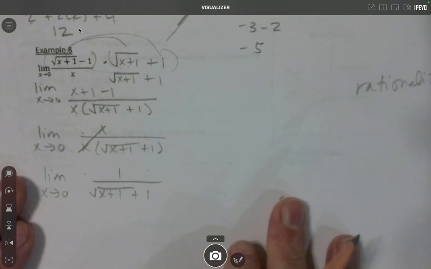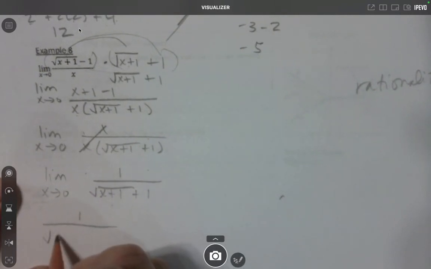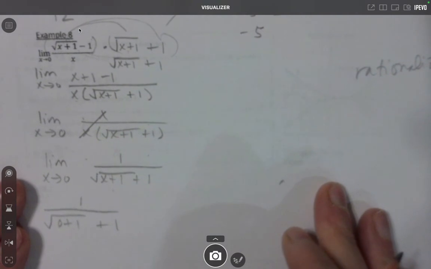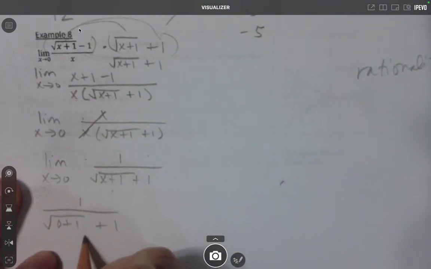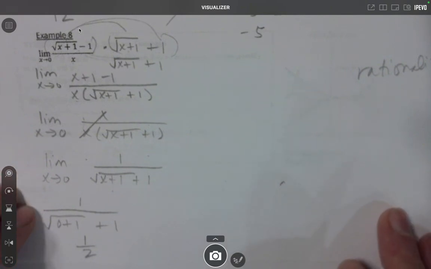Okay? And so now at this point, I can directly substitute. 0 is no longer going to be an issue. So 1 over square root of 0 plus 1 plus 1. So that's going to be 1 over 1 plus 1, which is going to just be 1/2. All right, so our strategy on this one is rationalizing.